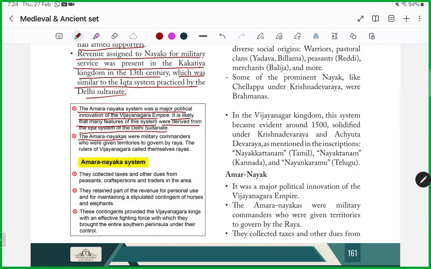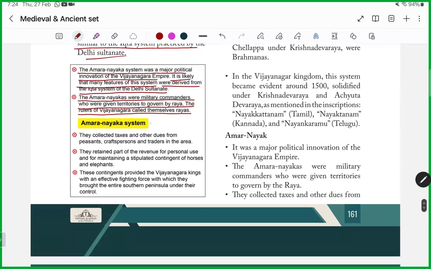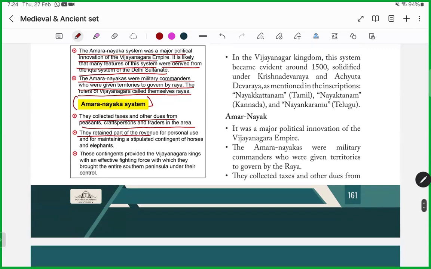The Amara Nayakas were military commanders who were given territories to govern by the Raya. The rulers of Vijayanagar called themselves Rayas. So what is the Amara Nayaka system? They collected taxes and other dues from peasants, craftsmen, and traders in the area. They retained part of the revenue for personal use and for maintaining a stipulated contingent of horses and elephants. These contingents provided the Vijayanagara kings with an effective fighting force with which they brought the entire southern peninsula under their control.